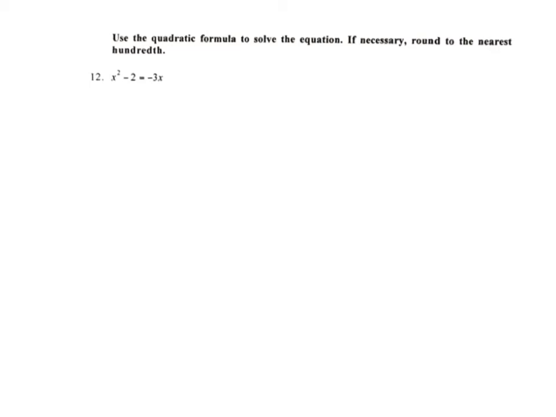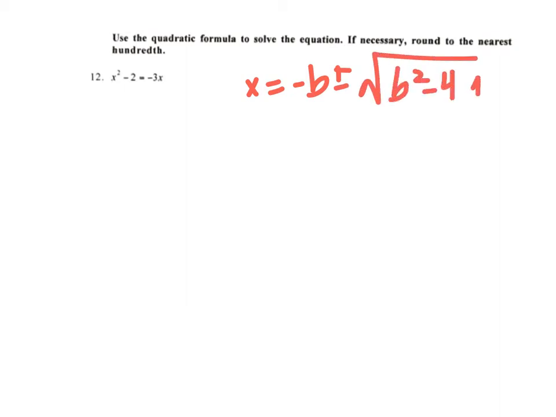Alright, this is problem number 12 and 13 from your final review. We are using the quadratic formula to solve the equation. If necessary, round to the nearest hundredths. Remember, your quadratic formula is x equals negative b plus or minus the square root of b squared minus 4ac all over 2a.